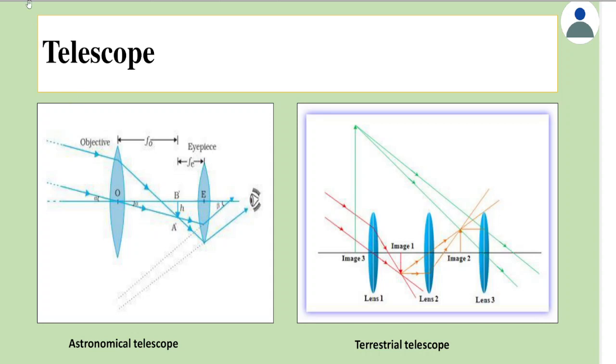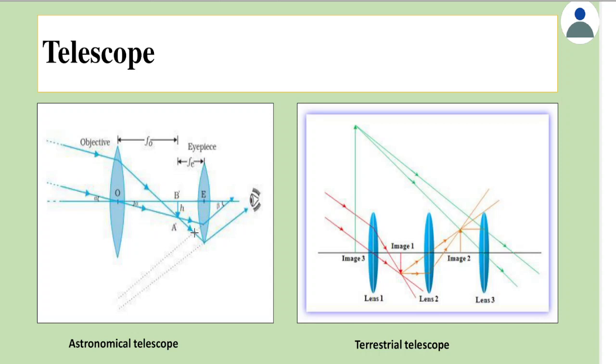Telescope is an optical instrument which is used to see faraway objects. Suppose two objects are close by, then these objects would appear to be as one if they're very far away. In such case, telescope would resolve the objects. So telescope is basically used to see very far away objects.